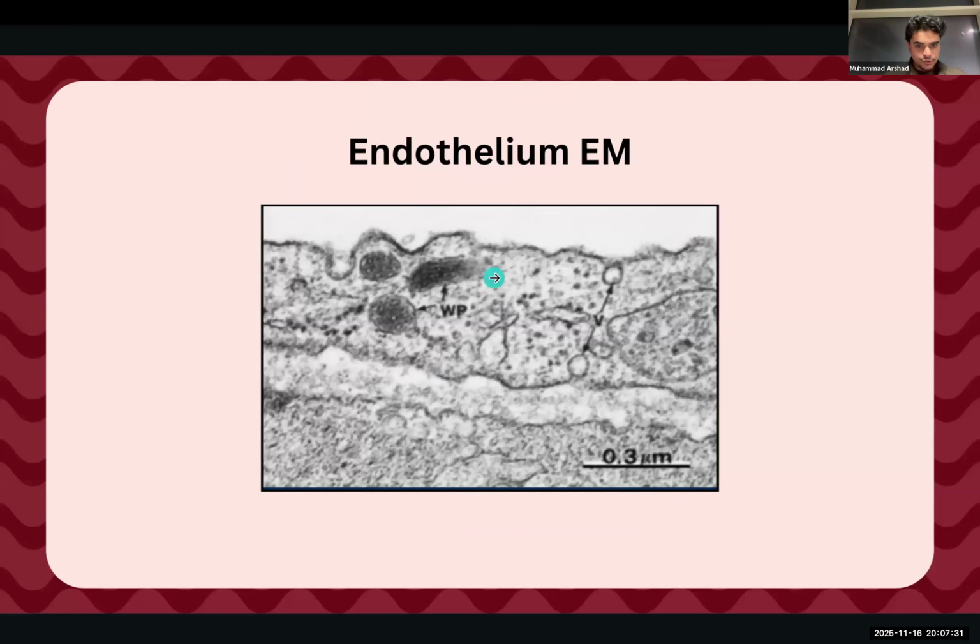Again, this is just another picture that was included. These are Weibel-Palade bodies. I don't really think you need to know that. And these are pinocytotic vesicles, which basically just help the endothelium take in things through pinocytosis.